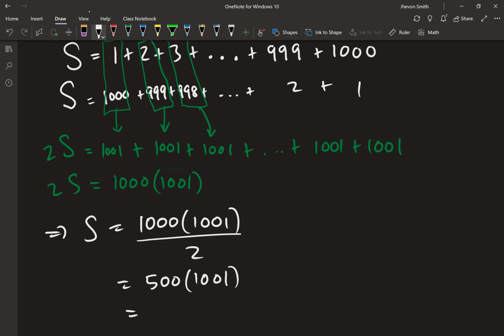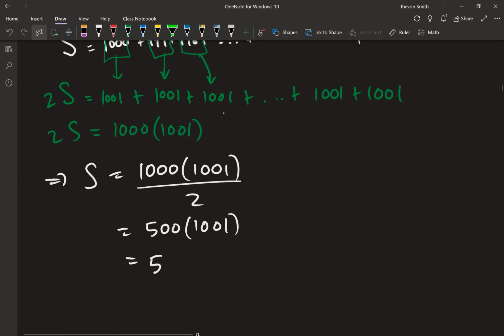Of course, anyone who's able to figure this out is already capable of multiplying. So he simply multiplied 500 times 1001. And I believe the answer is 500,500. So it's like, here you go, teacher. It's 500,500 is the answer. Boom. He was done in a couple minutes, right? So that's the story of Gauss.